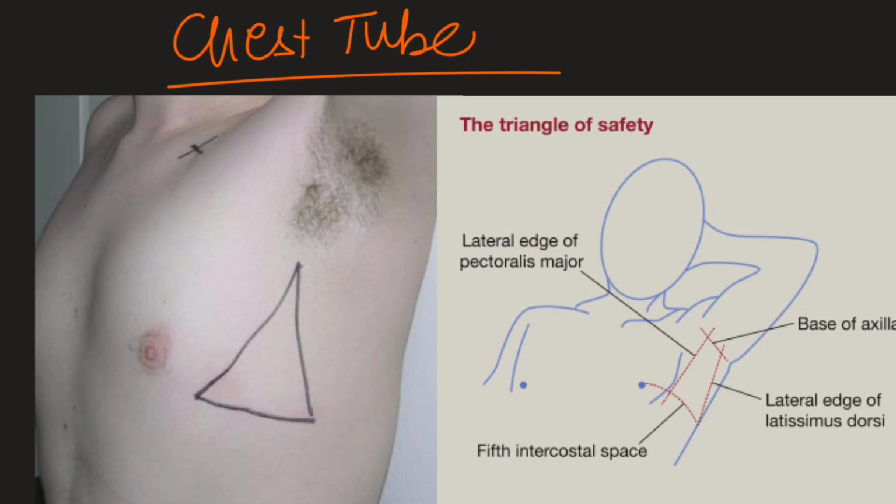The important thing about insertion of a chest tube is the triangle of safety. This is the safe area where important structures within the chest wall do not get injured. It is bordered anteriorly by the lateral edge of pectoralis major, as seen over here, posteriorly by the lateral edge of the latissimus dorsi, and superiorly by the base of the axilla. So this is the base of the axilla. It is inferiorly bordered by the fifth intercostal space, which lies horizontally at the level of the nipple.